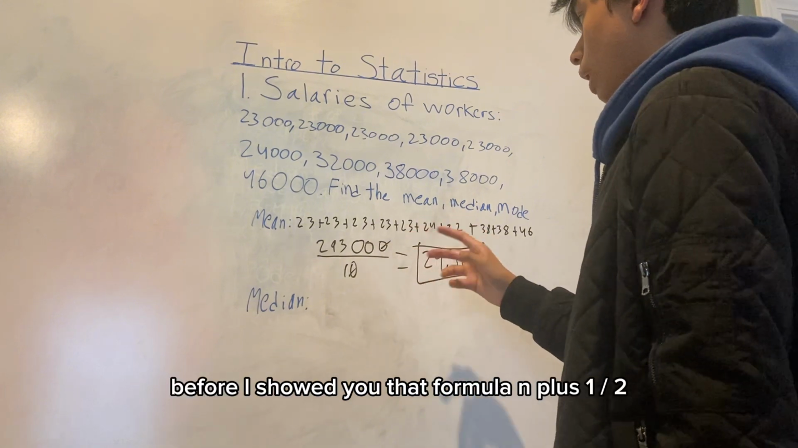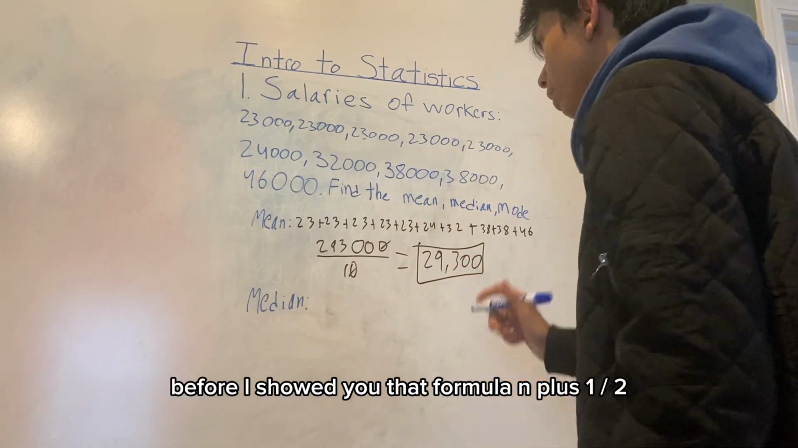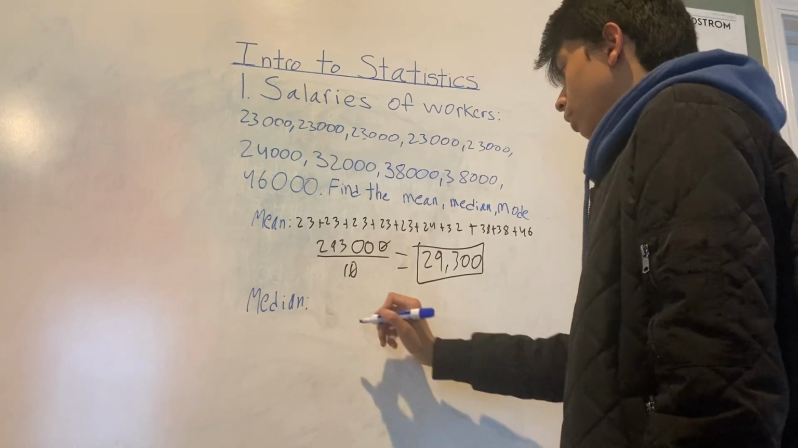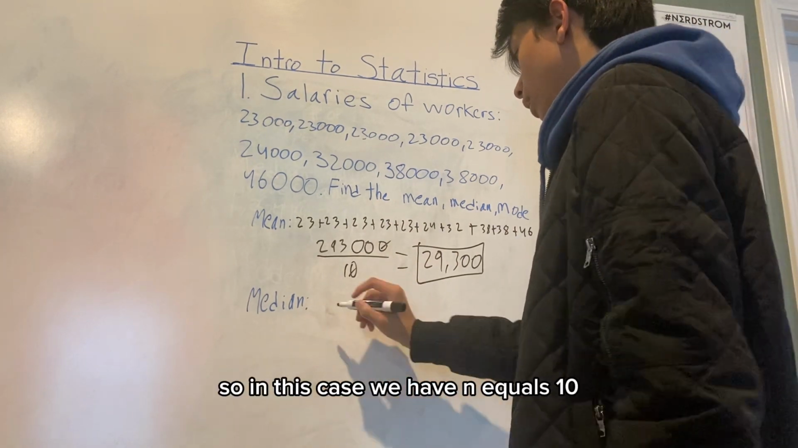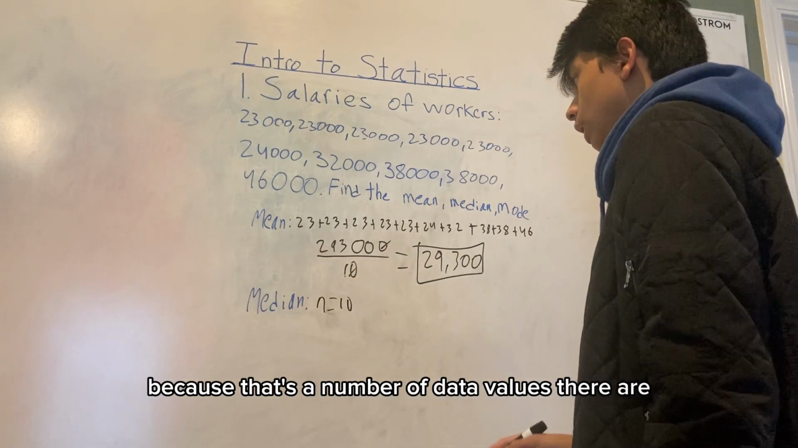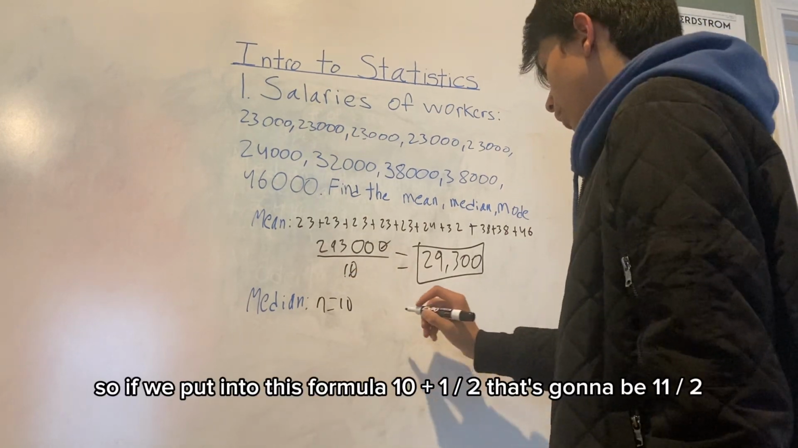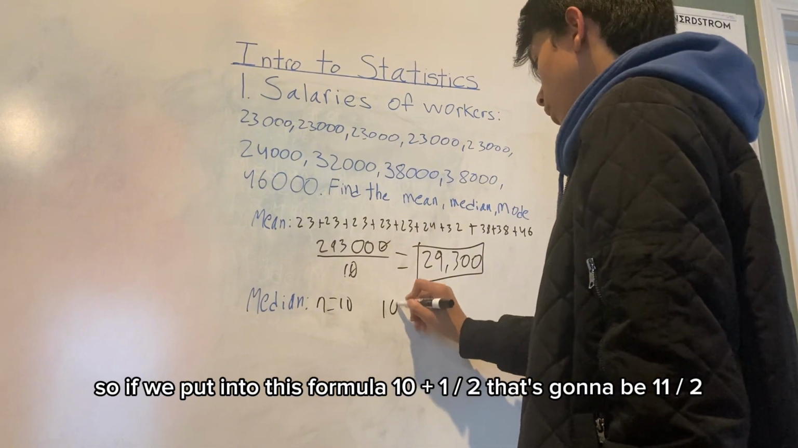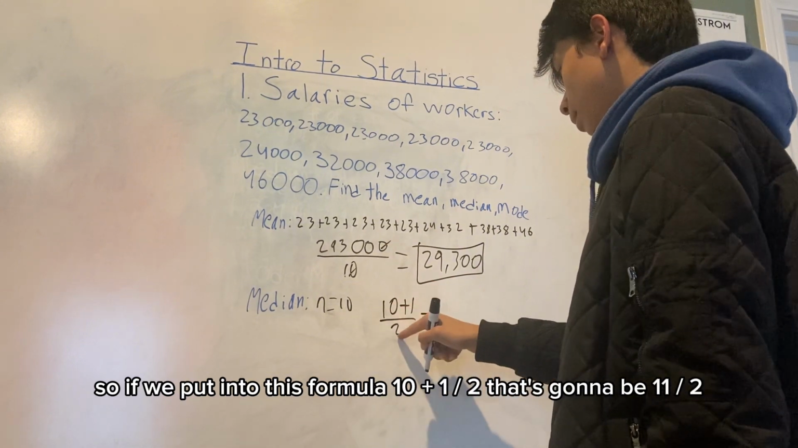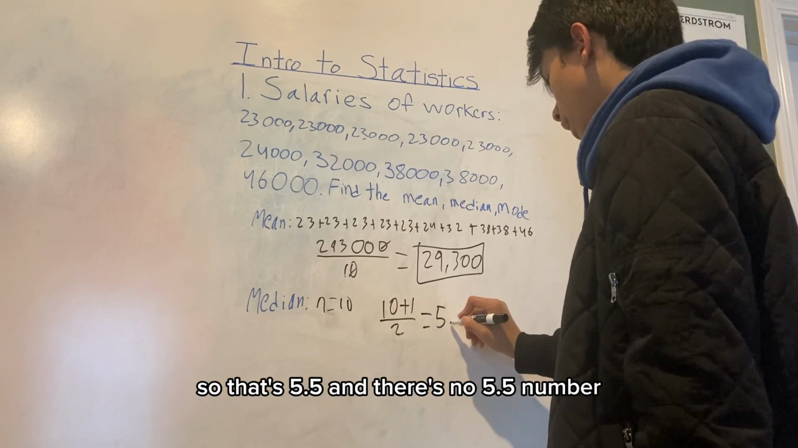Well, before I showed you that formula n plus 1 divided by 2, where n is the number of values. In this case, we have n equals 10 because that's the number of data values there are. If we put it into this formula, 10 plus 1 divided by 2, that's 11 divided by 2, so that's 5.5.